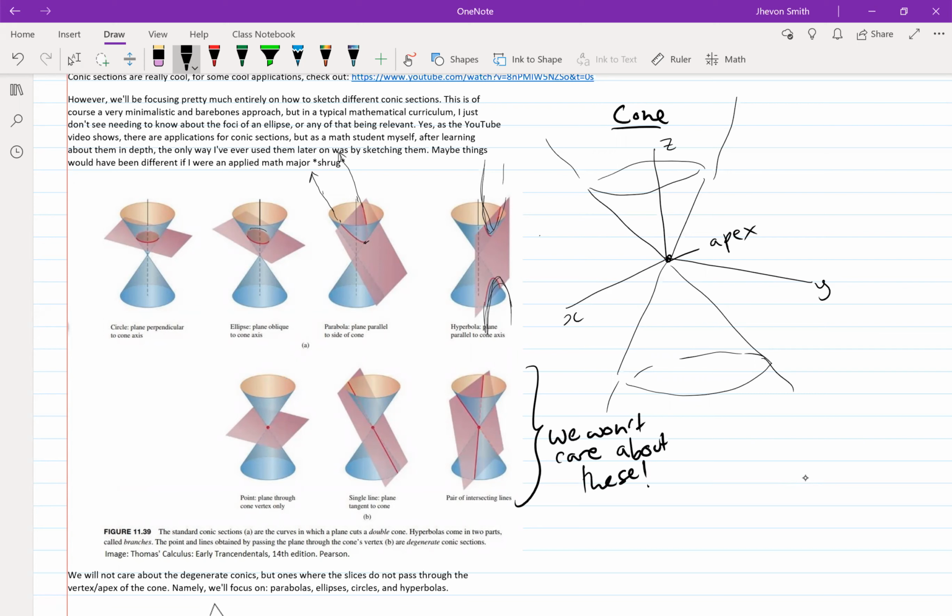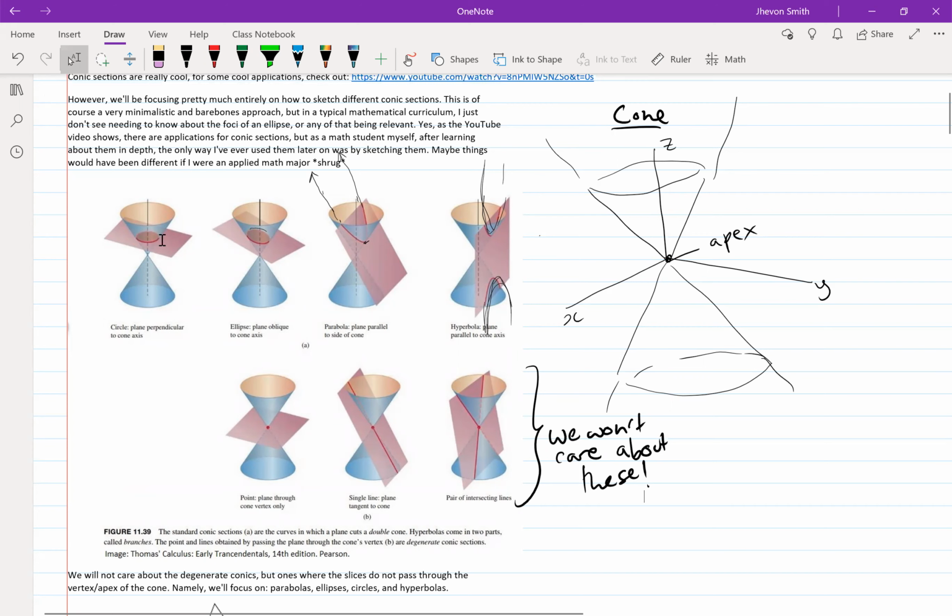Now, they do show up in Multi-1, but whenever they show up, it's the situation where you can ignore them anyway, because when you try to sketch them, they're going to be covered up by the other things that you're sketching. It's not going to matter that much. Knowing how to sketch a circle, an ellipse, a parabola, and a hyperbola is going to be very important, however. So I want to make sure that you actually know how to do that.